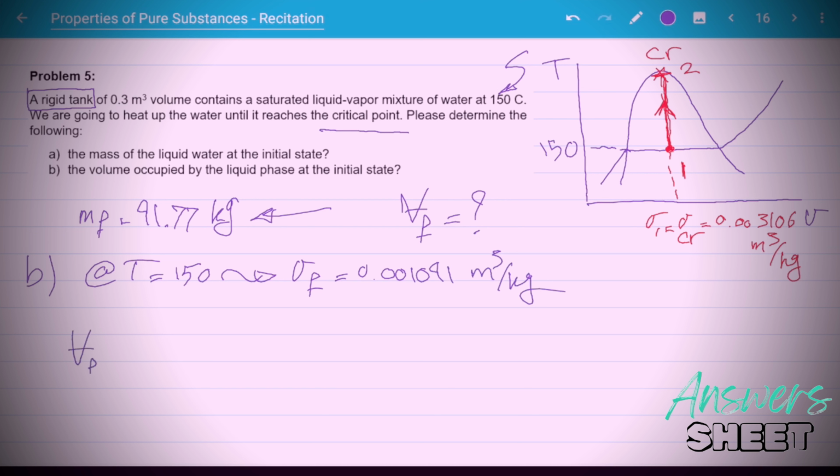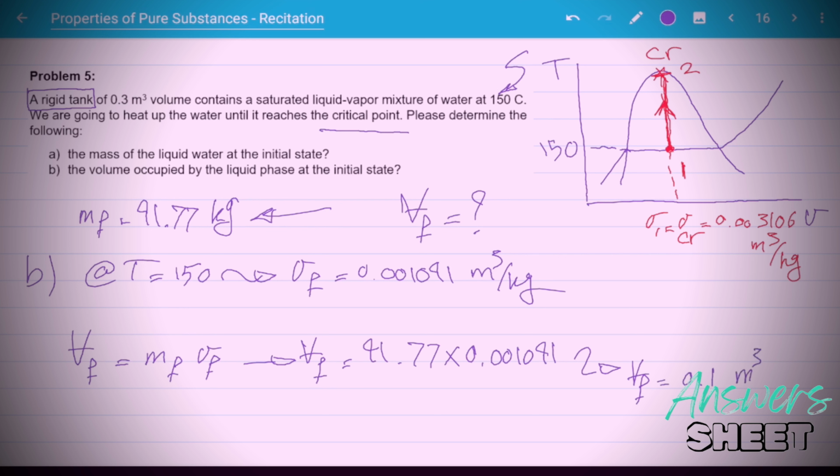So the volume that the liquid is occupying is the mass of the liquid times the specific volume of saturated liquid. So plug in numbers, we get 91.77 times 0.01091, and the final number is about 0.1 meters cubed. So 1/3 of this tank was initially filled with liquid water.